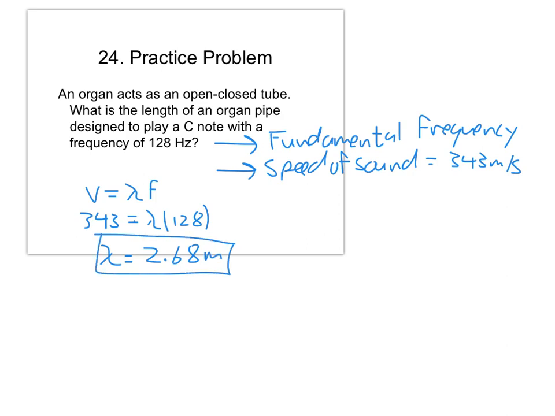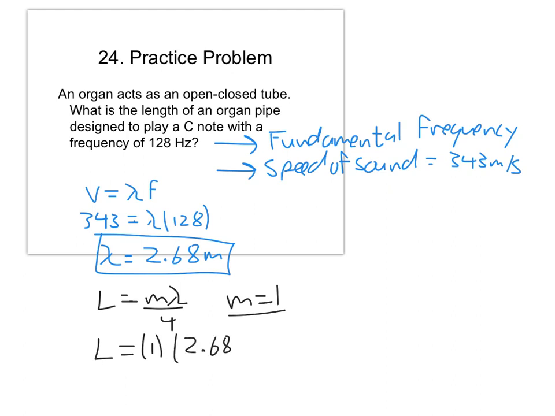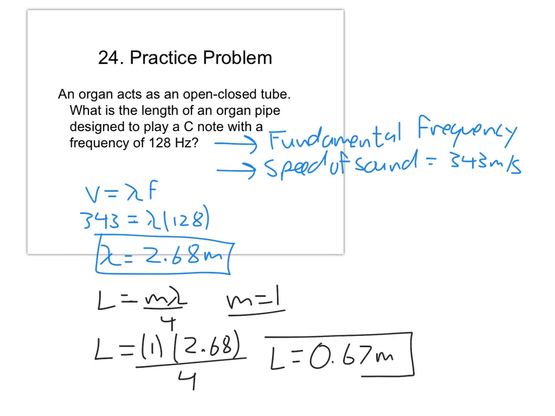And so from there, we can go ahead and use that to determine what the length of this organ pipe is going to be. And for that, we're going to use our L is equal to m lambda over 4 in this case. And we're going to say that m is equal to 1. As we said before, this is the fundamental frequency. So L is equal to 1 times our wavelength, which is 2.68 divided by 4. And so we find that the length of this organ pipe is going to be 0.67 meters.